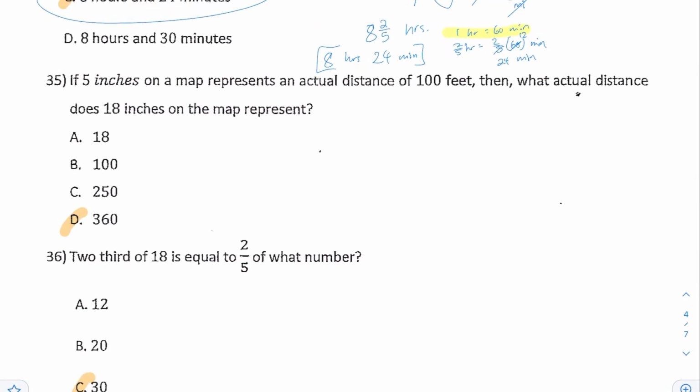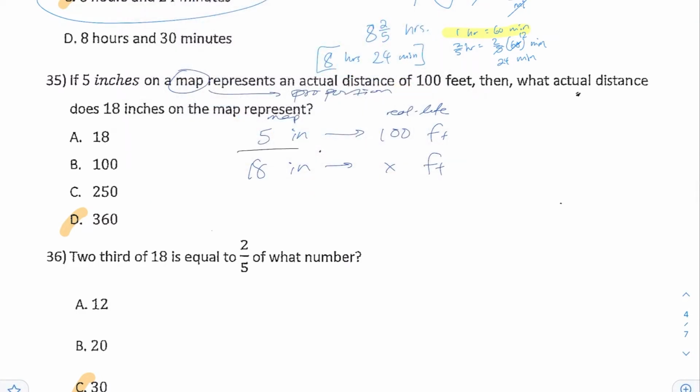Next one, number 35. If 5 inches on a map represents an actual distance of 100 feet, then what actual distance does 18 inches on a map represent? So here you have a scale on a map, so you're going to use a proportion. So 5 inches represents 100 feet. So you have map to real life. Then you want 18 inches on a map equal to x feet.